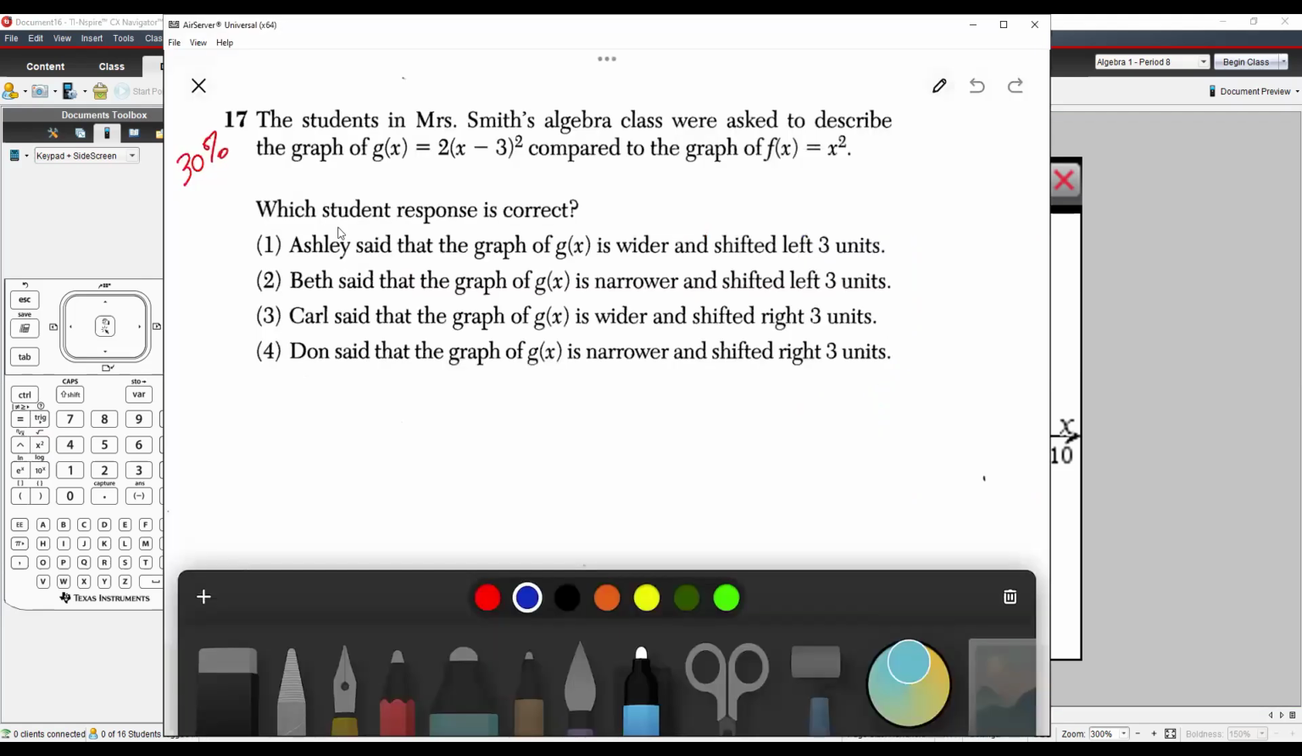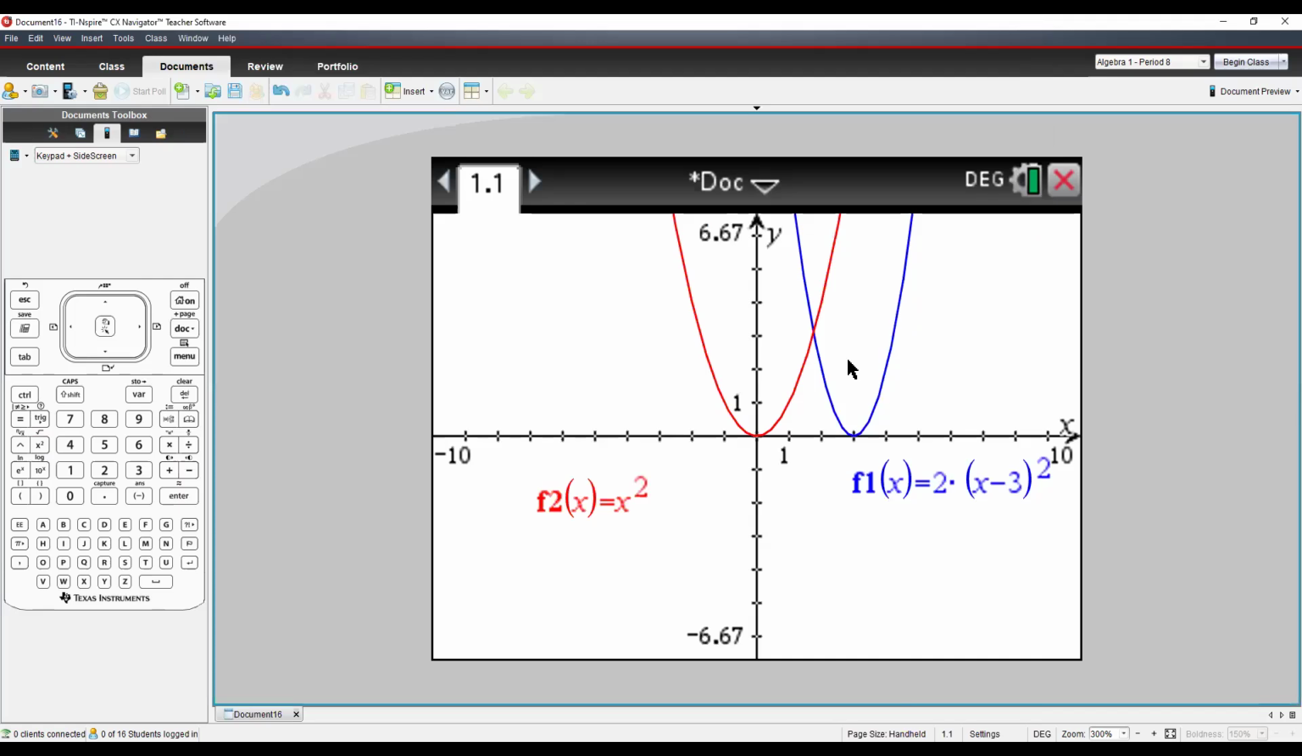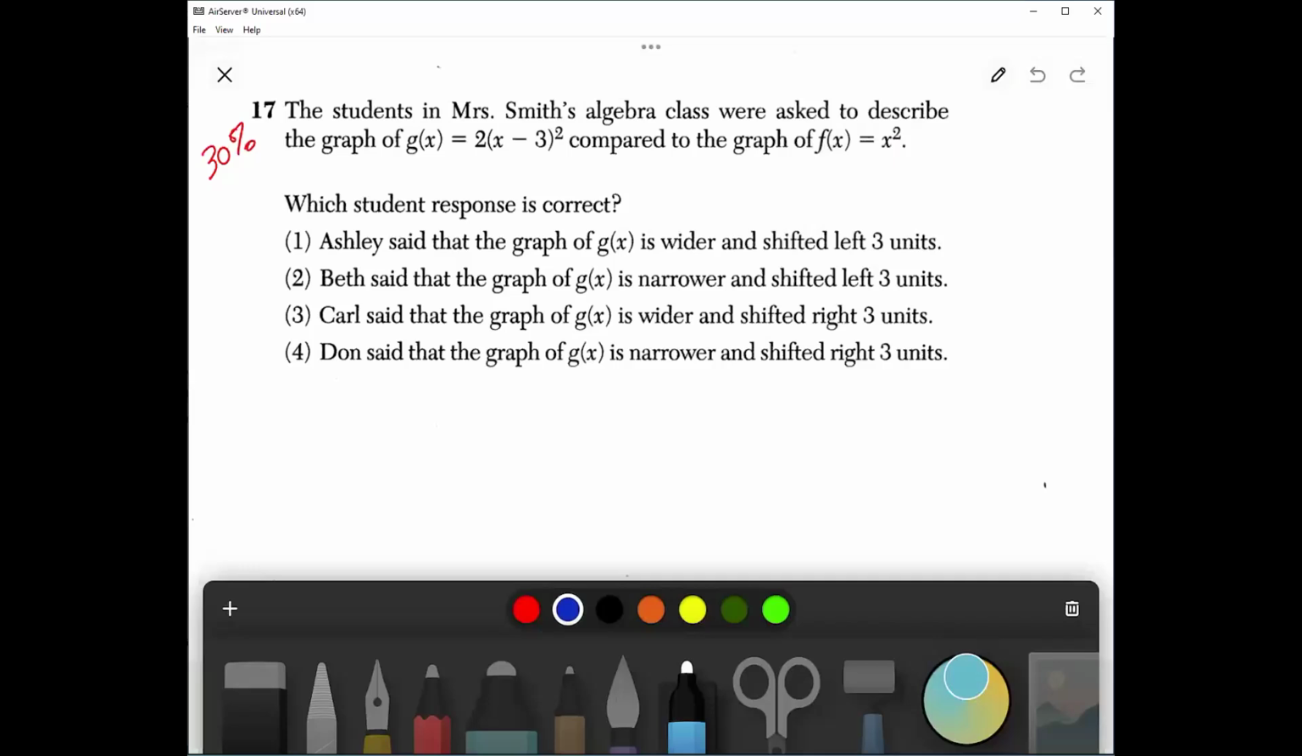It says, Ashley said that the graph g of x is wider and shifted to the left 3 units. First of all, g of x is not wider than f of x. So we can call cap on that. We can say Ashley's capping. All right, so Ashley's capping.